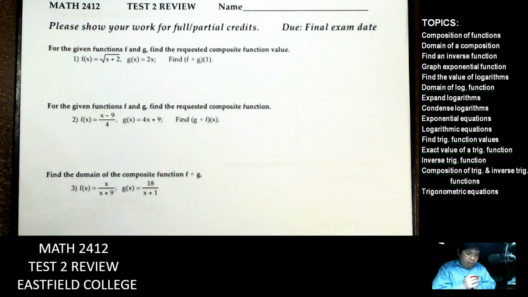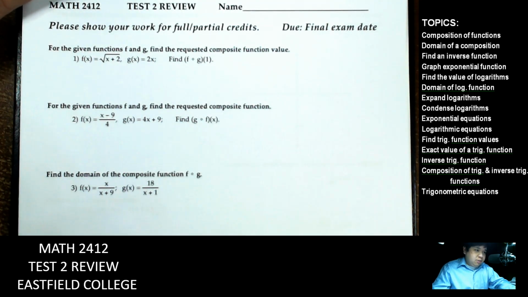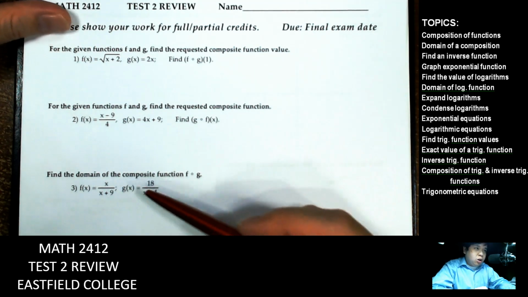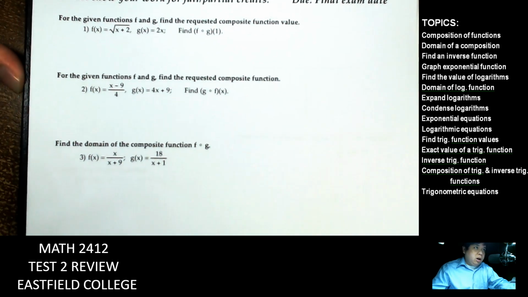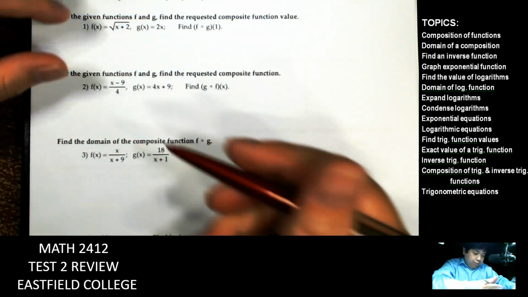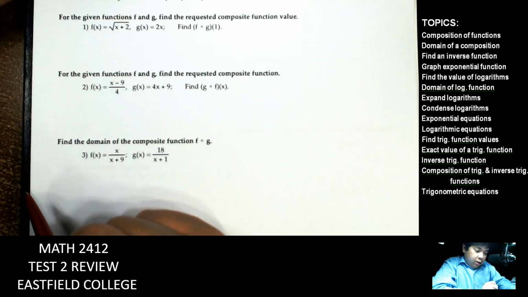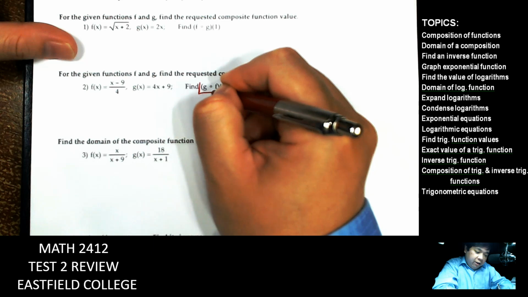Computation. We just do something like this, and then for the domain of the computation, we still need to find the computation of the two functions. So the first one: the question asks us for the function g of f of x.